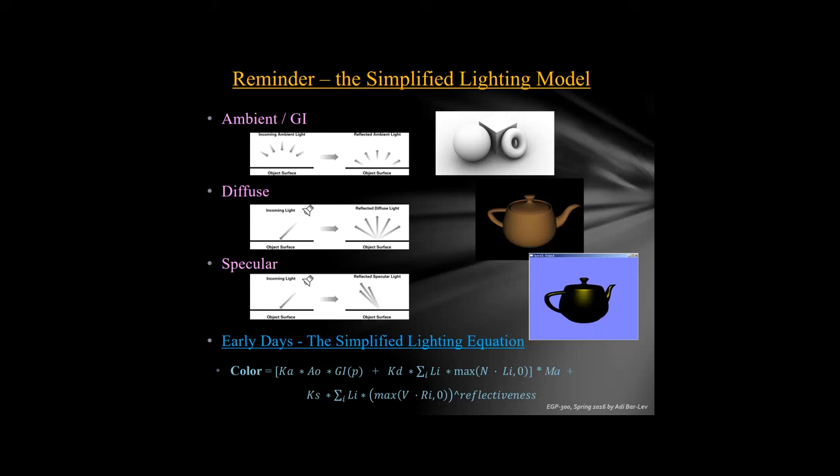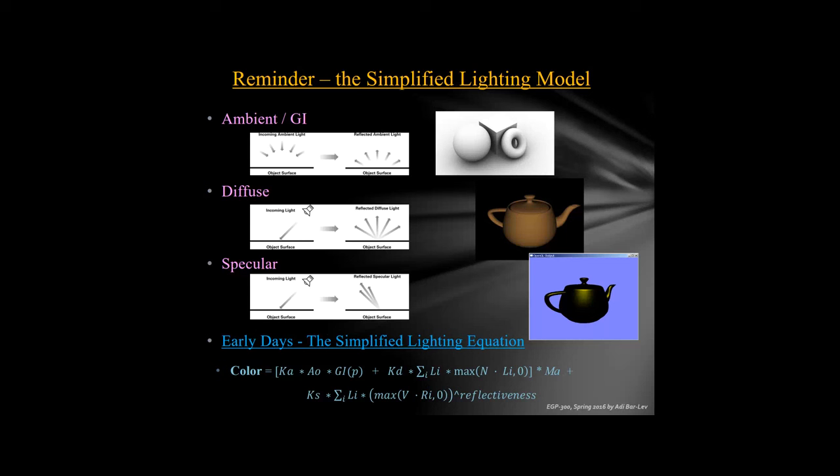An example for that can be if you look under the table, and the area under the table is not directly lit, you put your hand there and it is not completely black, which means that there is energy coming from all kinds of directions, but it's not directly lit.